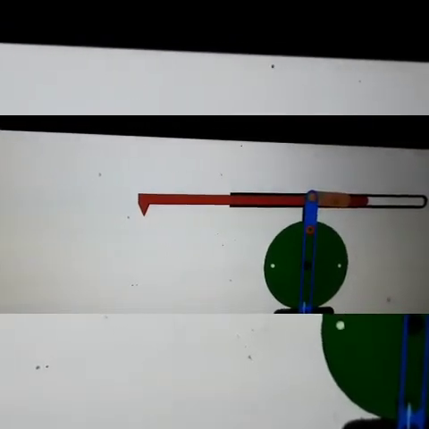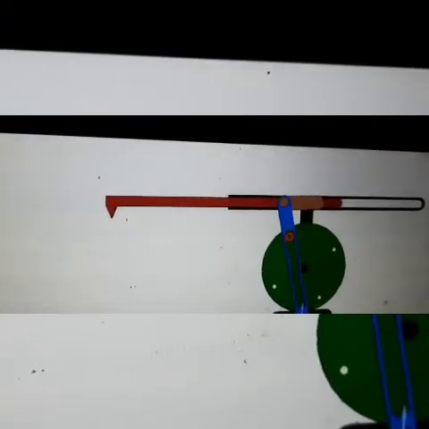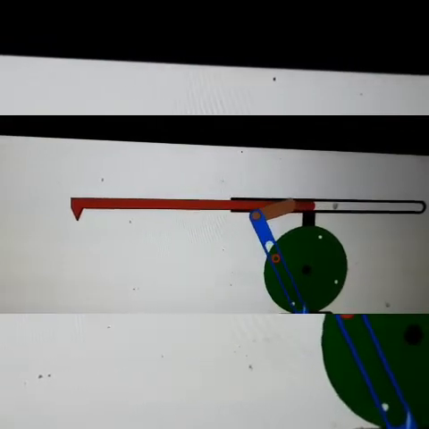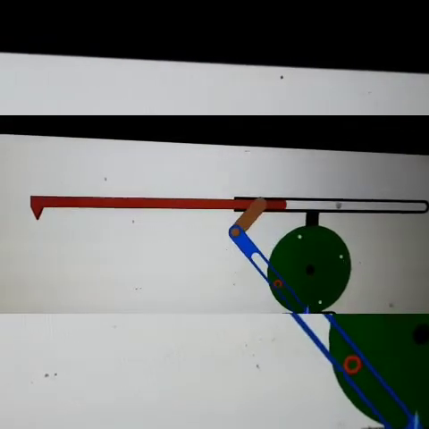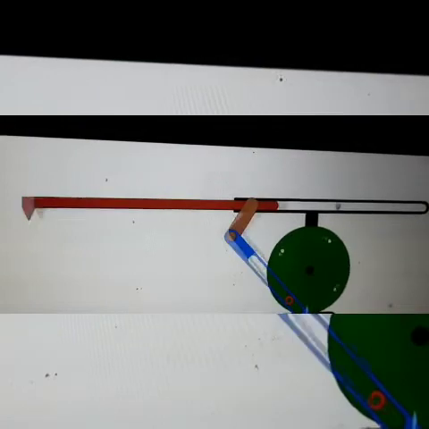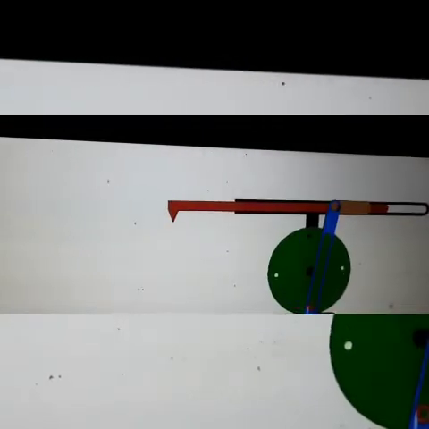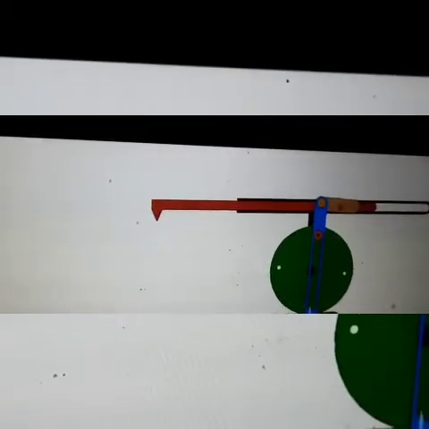You can see here the forward stroke, it is taking longer time period, and you can observe that during the return stroke it will return quickly. You can see this is the return stroke. And this is the forward stroke.